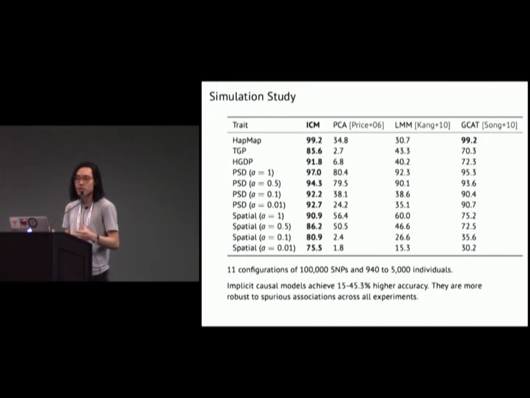And so we had 11 different configurations. They are on the order of hundreds of thousands of SNPs, and we ranged from 940 to 5,000 individuals. Each configuration, we had a replication of 100 different times. So in fact, there were 1,100 different experiments just in this table itself. And that's pretty massive. And what we showed was that across a bunch of different methods, principal components analysis, linear mixed models, and this GCAT, which does logistic factor analysis, we are significantly higher in accuracy.